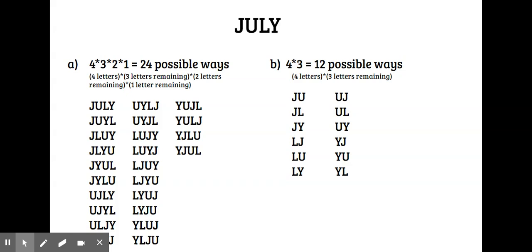There's 4 letters. So the first spot that I have to fill, there's 4 opportunities. But then when I pick a letter, now it declines to having only 3 letters left to choose from. When I pick that letter, then there's only 2, and then 1 finally remaining. And if we multiply all of that, we get 24 possible ways. Okay, if I only ask for 2 of the letters, we have 12 possible ways.